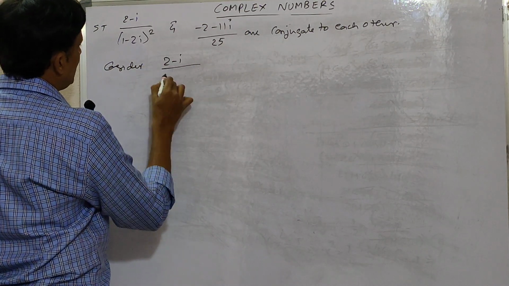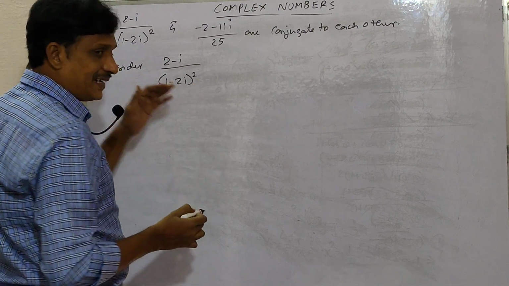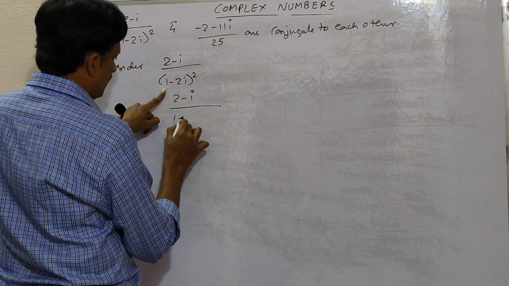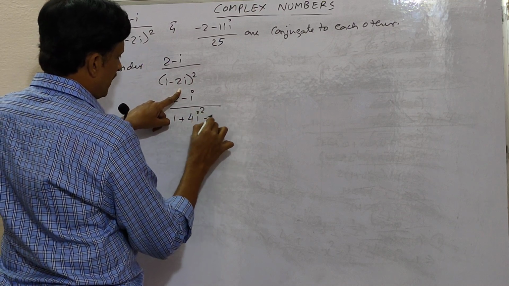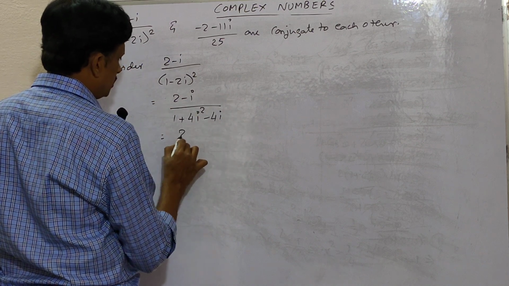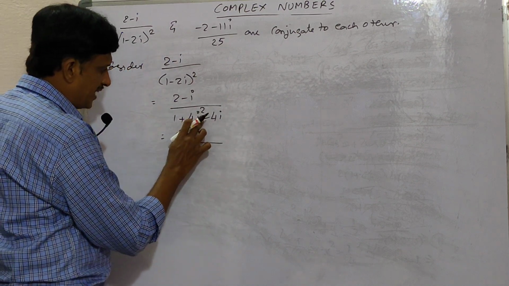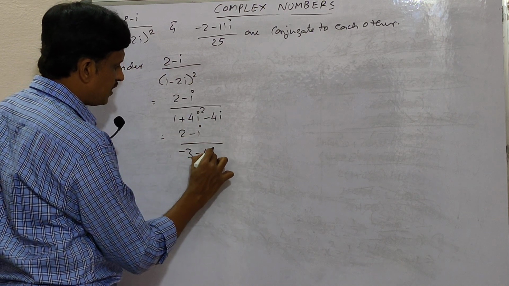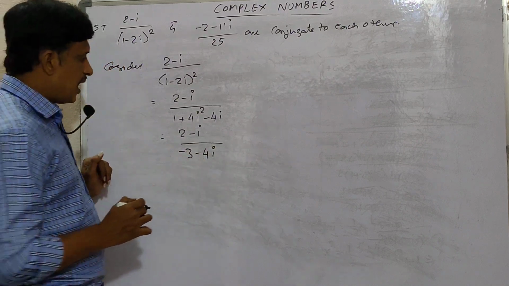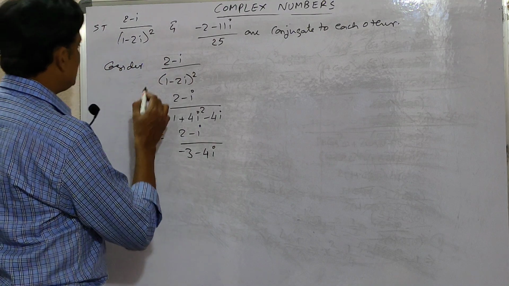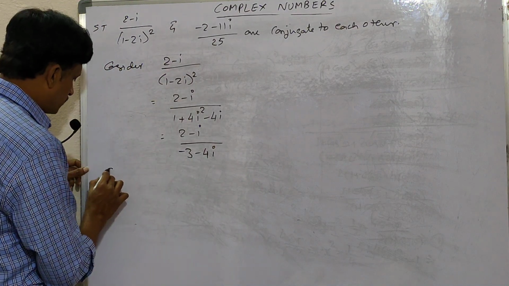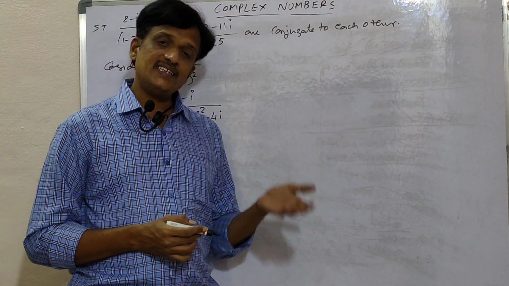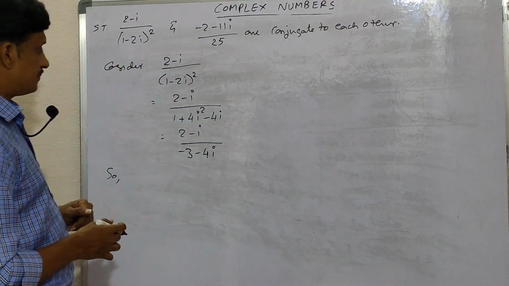Now consider the first one, that is (2 minus i) by (1 minus 2i) whole square. Write its simplified form, that is 2 minus i by denominator 1 plus 4i square minus 4i. So that is 2 minus i by, i square is minus 1, gives minus 4, minus 4 plus 1, that is minus 3 minus 4i you are getting here. Okay. And now we need to write its conjugate complex number. But to write its conjugate complex number, first write this in the form of a plus ib, simplified form.